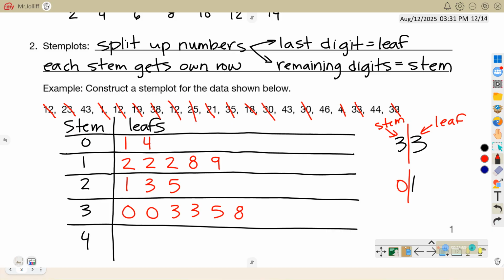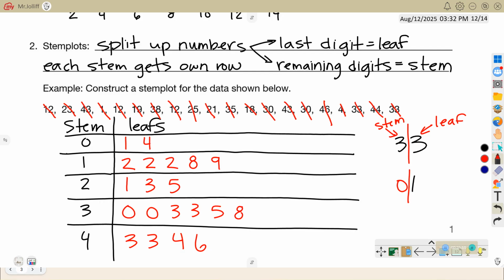Now we start with our 40s. Smallest 40 is 43. There's two of them. 43, 43, 3, 3, 44. Where did it go? 46. There we go. That's it.